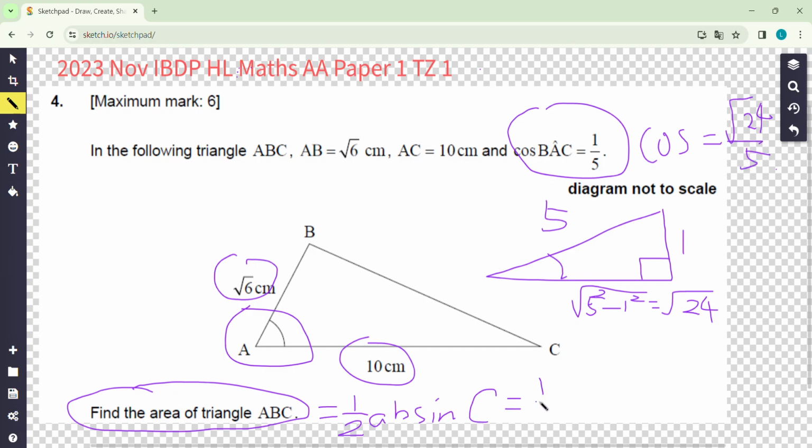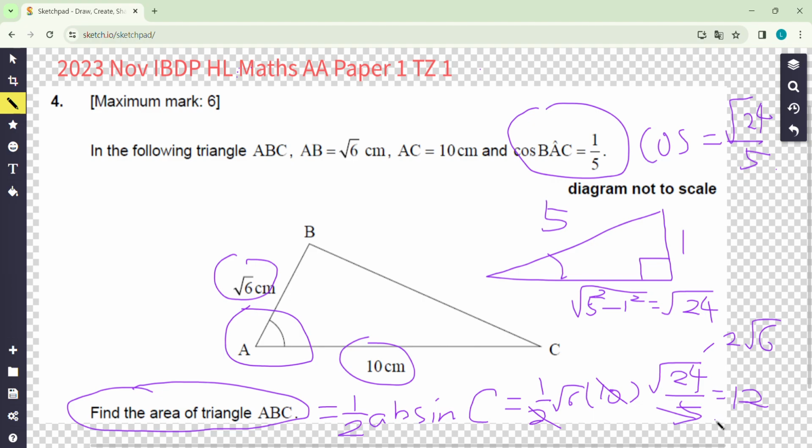Okay, do some simplification. Square root 6 times 10 times square root 24 over 5. Okay, some beautiful simplification. And then 6 times 24. Remember, square root 24 is 2 square root 6. 6 times 2 is 12. So the answer is 12.